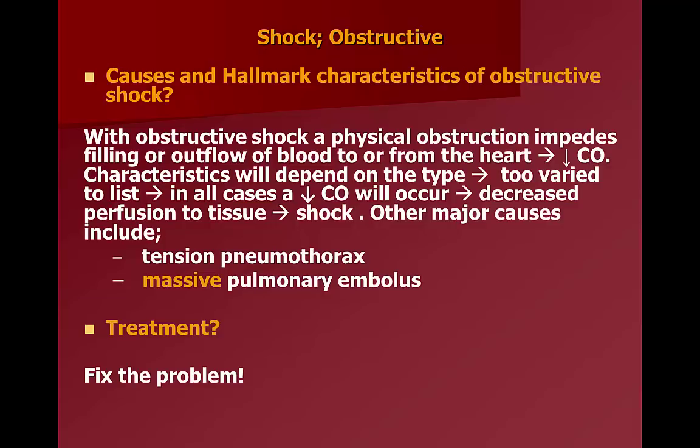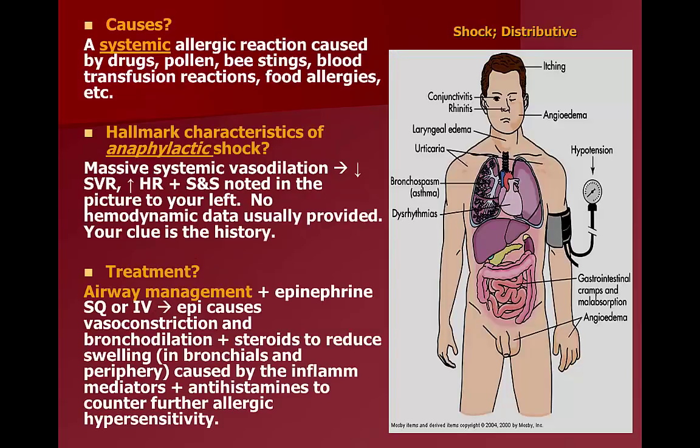Characteristics are going to vary because you've got all kinds of different obstructive shocks. So it's unlikely you'll get any hemodynamic data with obstructive shock. I will say there is one thing that might be thrown at you on your critical care final, and that's that all the hemodynamic data is going to be elevated. Look at some other major causes of obstructive shock, and that's tension pneumothorax and a massive pulmonary embolus.